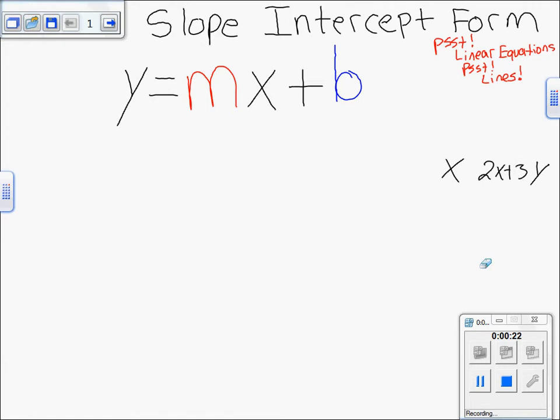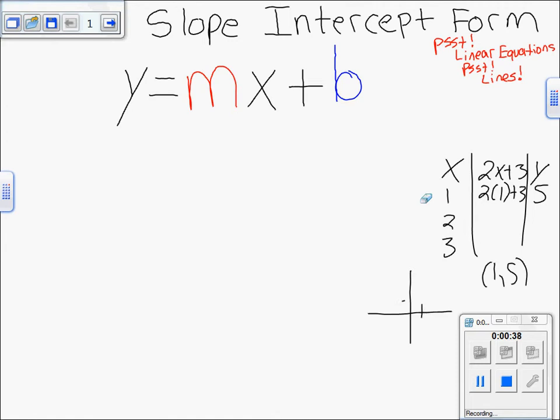We were making input-output tables. We were choosing values for x, plugging them in, seeing what they equal. So you remember us doing that back in chapter 5, and so that first one would tell us we have a point located at 1, 5. So we'd go over 1, go up 5. So, crash course is what I'm saying, and for this one we'd get 2, 7 as our next point. So go over 2, up 7.